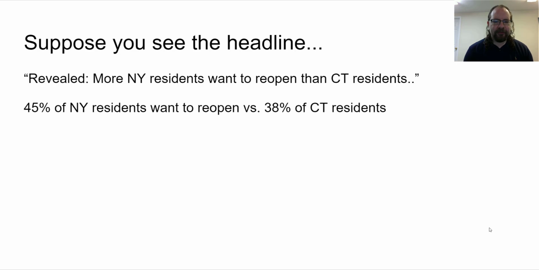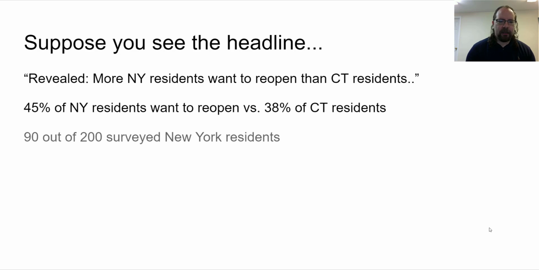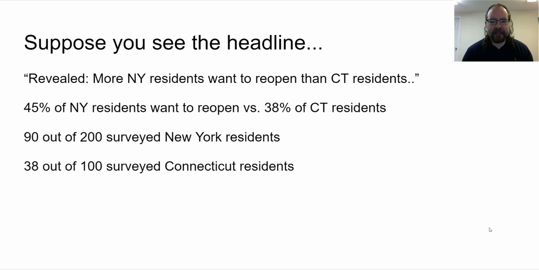Now at this point, if you've been following along the course, this should immediately raise a red flag, because you know they didn't survey everybody in New York and everybody in Connecticut, so where are these numbers actually coming from? When you do a little more digging in the article, you find out that they surveyed 200 New York residents and 90 of them said they wanted to reopen. That's where they got 45%. And they surveyed 100 Connecticut residents and 38 of them said they wanted to reopen. So that's where they got the 38%.